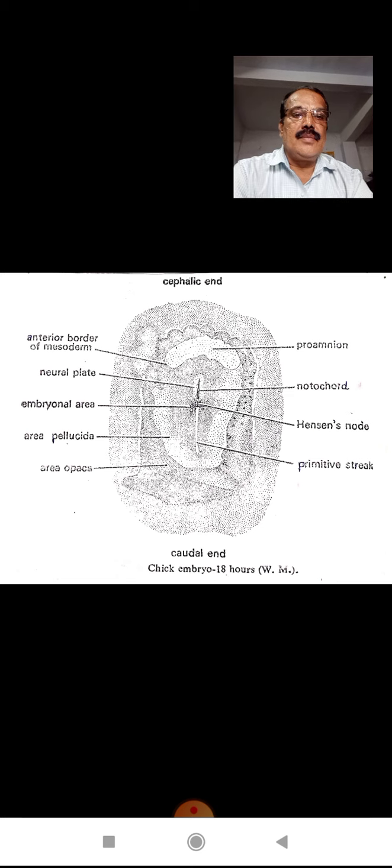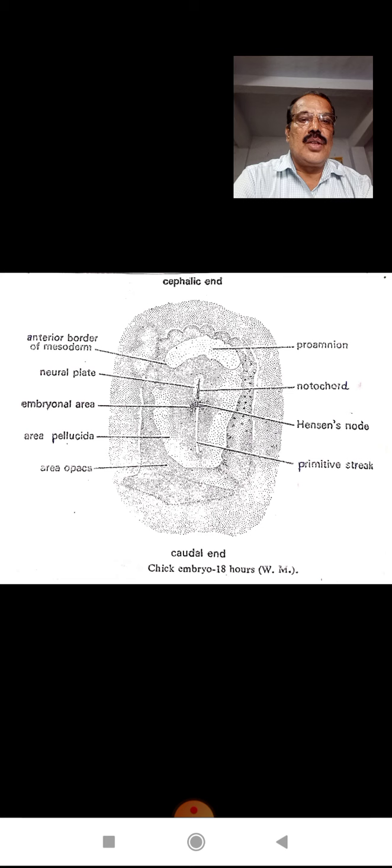The diagram shows certain parts like proamnion, notochord, Hensen's node, primitive streak, area opaca, area pellucida, embryonal area, neural plate, anterior border of mesoderm. Anteriorly there is a cephalic end, posteriorly there is a caudal end. This is something about the 18 hours chick embryo.